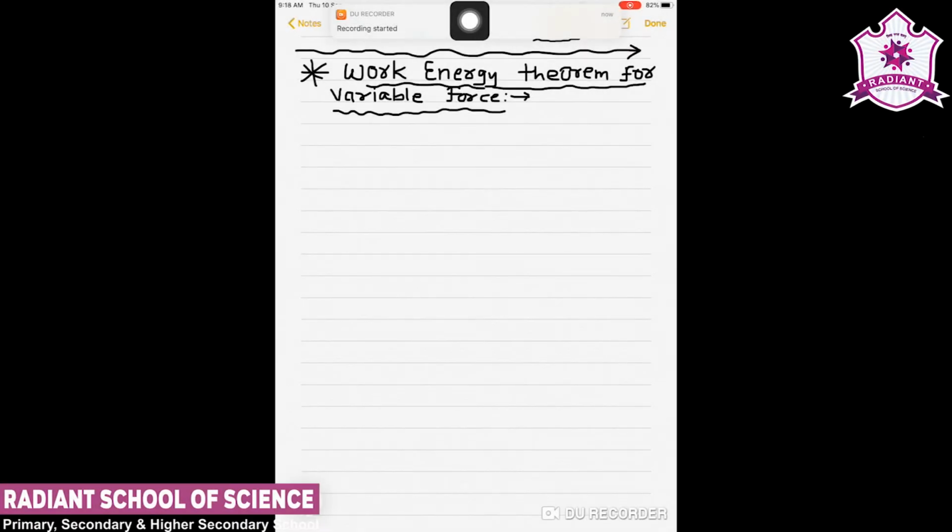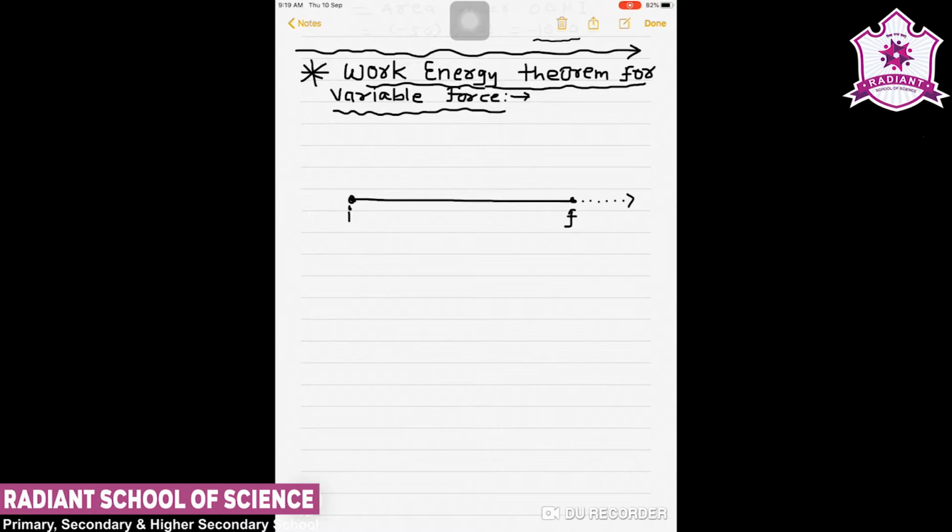Now suppose we want to prove the work energy theorem for a variable force. As we considered here, suppose this is point I, that is the initial point, and we consider that the object is moving on the x-axis, and this is the final point F. Now the object is moving on the x-axis from I to F, and we consider that the object is moving with a certain velocity v.